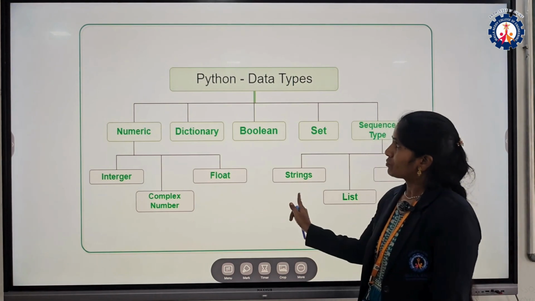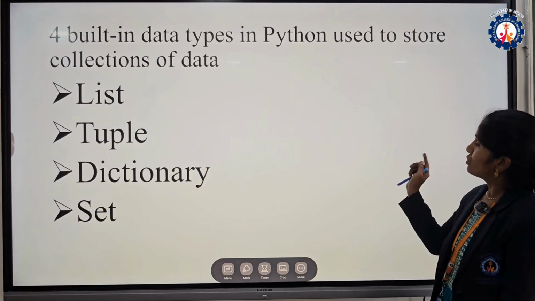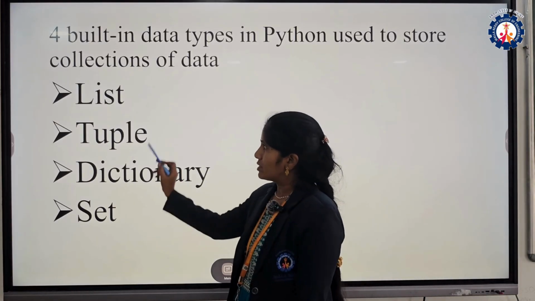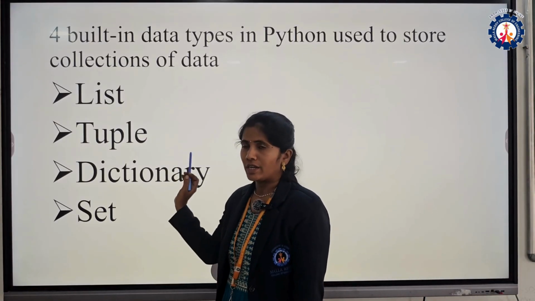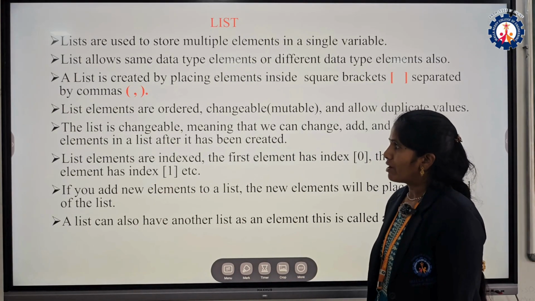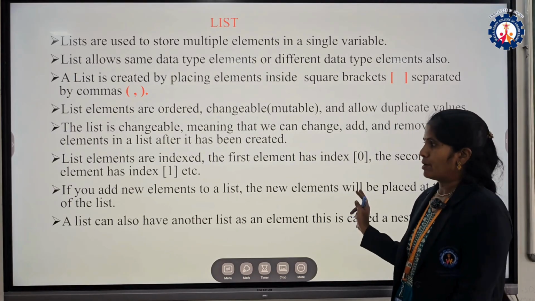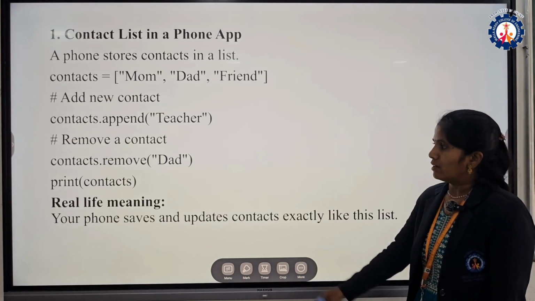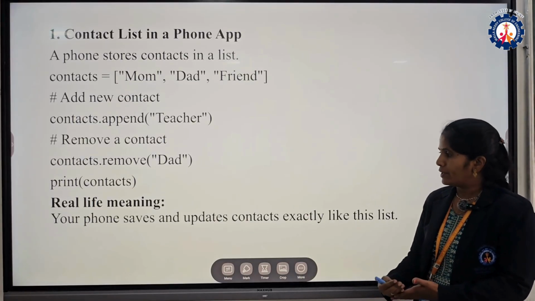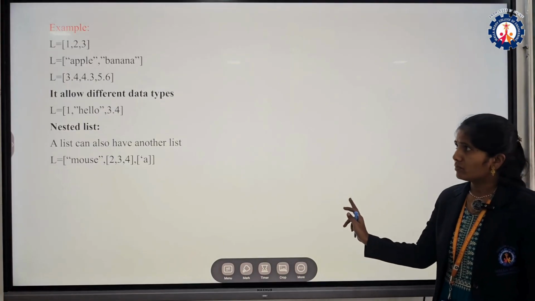There are 4 built-in data types in Python used to store collections of data. Let's see the 4 data types: list, tuple, dictionary and set. Let's see list. Why are we using the list data type? Let's see a real-life example: your phone saves and updates contacts exactly like this list.